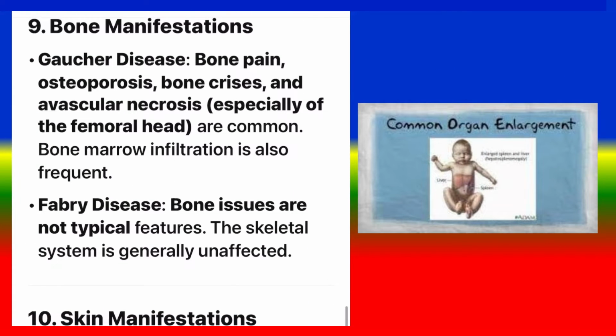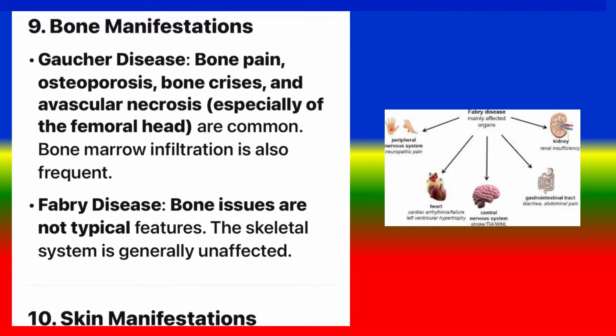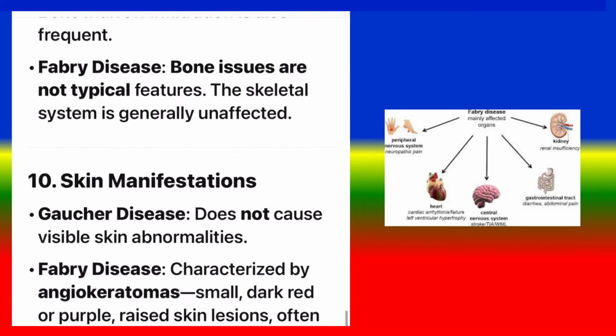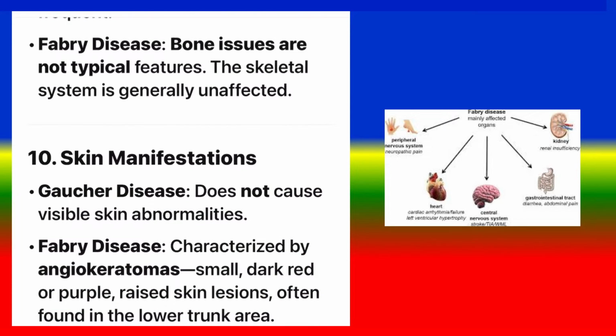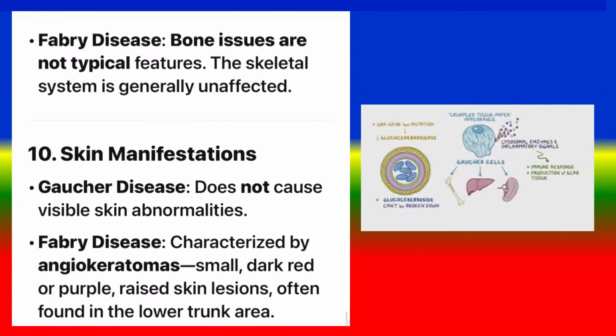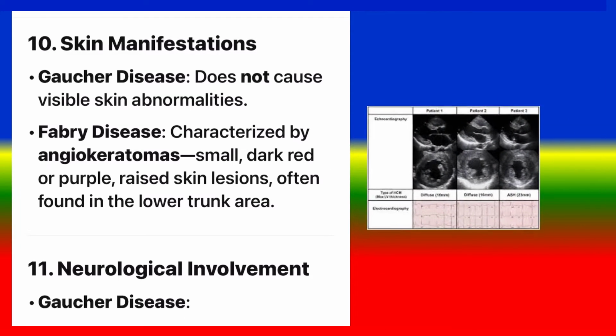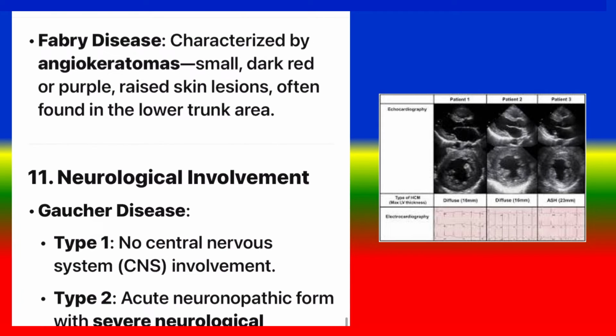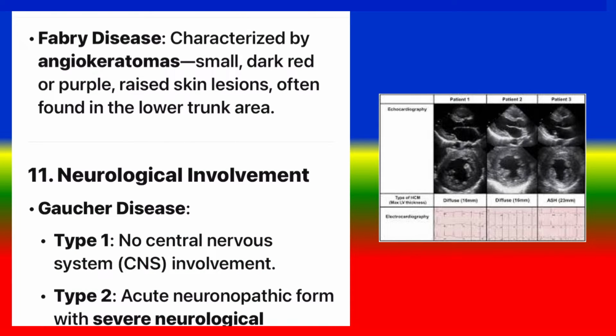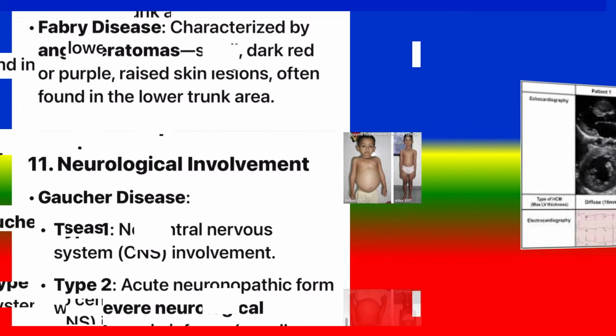9. Bone manifestations. Gaucher disease: bone pain, osteoporosis, bone crises, and avascular necrosis, especially of the femoral head, are common. Bone marrow infiltration is also frequent. Fabry disease: bone issues are not typical features. The skeletal system is generally unaffected. 10. Skin manifestations. Gaucher disease does not cause visible skin abnormalities. Fabry disease is characterized by angiokeratomas, small, dark, or purple, raised skin lesions, often found in the lower trunk area.